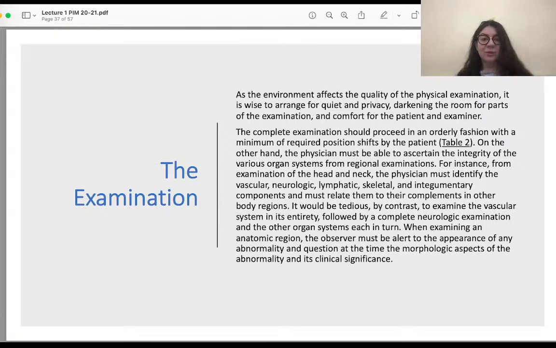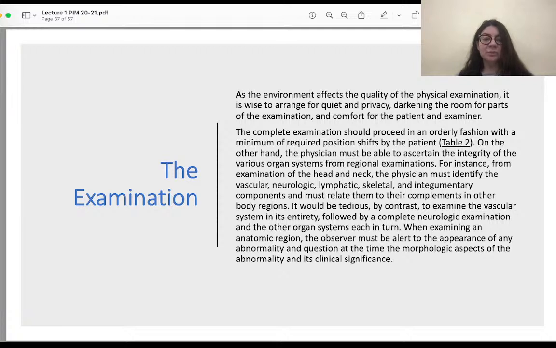The environment affects the quality of the physical examination. It is wise to arrange for quiet and privacy, darkening the room for parts of the examination, and comfort of the patient and examiner. The complete examination should proceed in an orderly fashion with a minimum of required position shifts by the patient. On the other hand, the physician must be able to ascertain the integrity of the various organ systems from regional examinations. For instance, from examination of the head and neck, the physician must identify the vascular, neurologic, lymphatic, skeletal, and integumentary components and must relate them to components of other body regions.